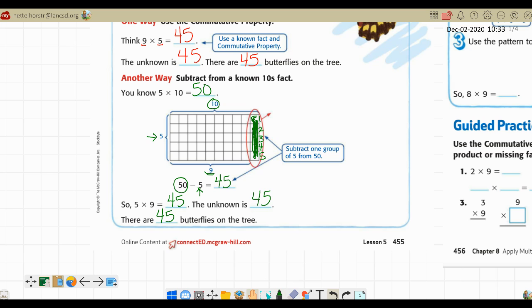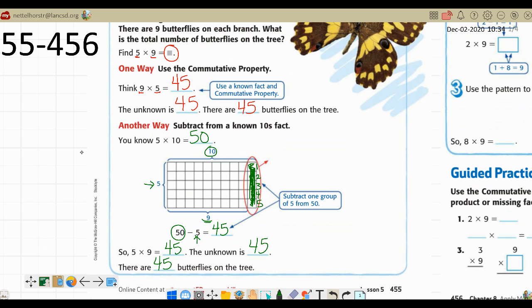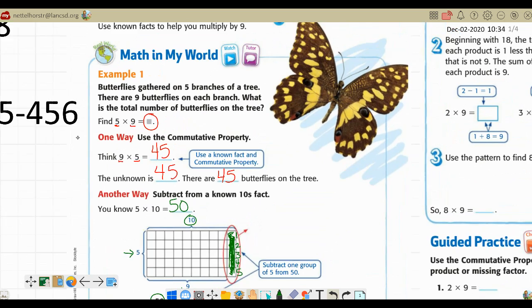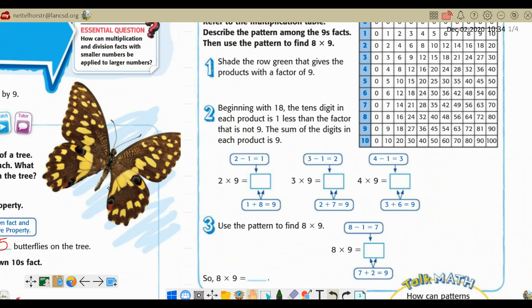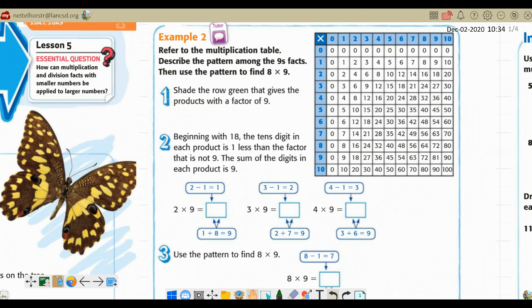Okay, so let's go ahead and scroll to the next page. We're going to do some work with our multiplication chart. Example 2 says, refer to the multiplication table. Describe the pattern among the 9's facts. Then use the pattern to find 8 times 9.